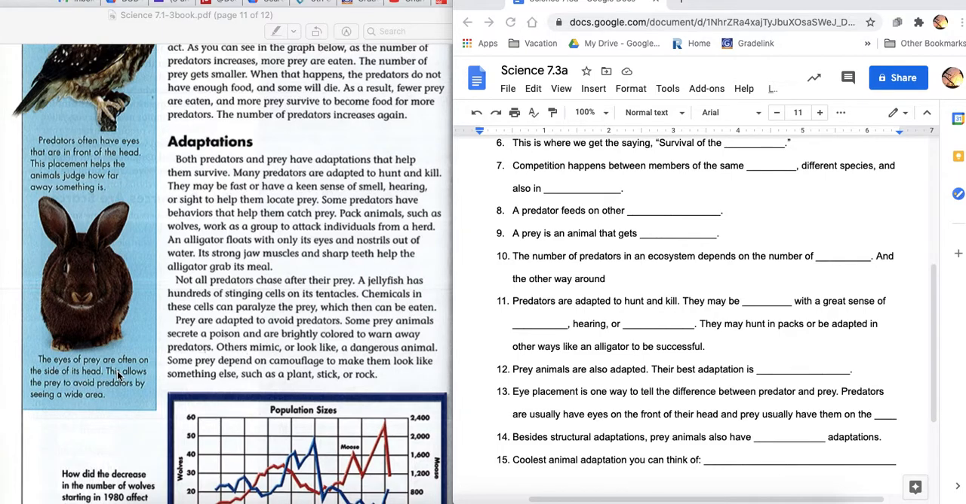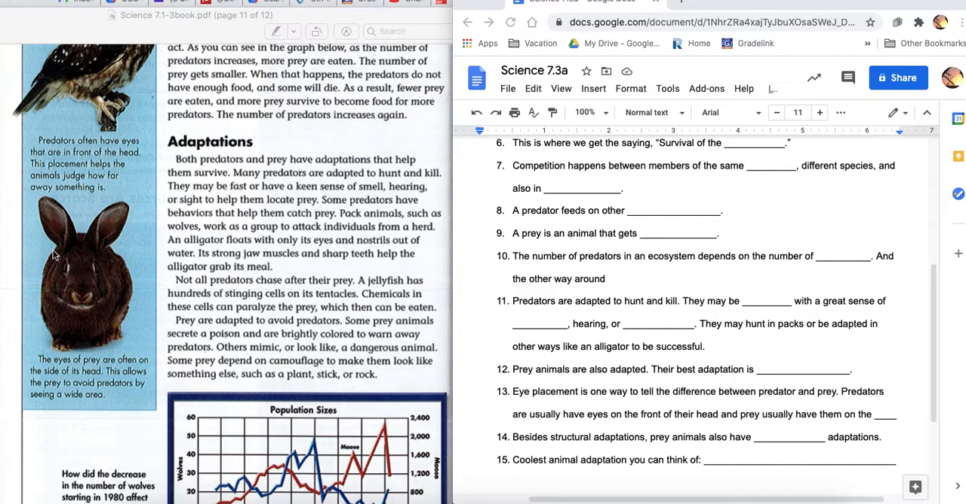The eyes of the prey are often on the sides of their head. This allows the prey to avoid predators because they can see a wide area. So lots of times, guys, when they take this as a measurement, you obviously have 360 degrees. Most prey animals can see about 300 degrees because of their eyes. So the only thing they can't see is if something sneaks up directly behind them, which is what a lot of predators obviously try to do, guys.